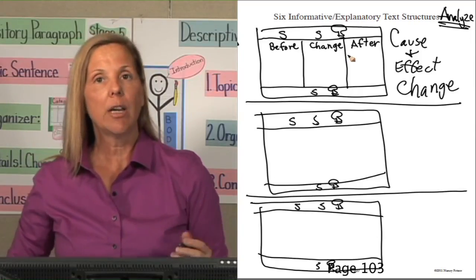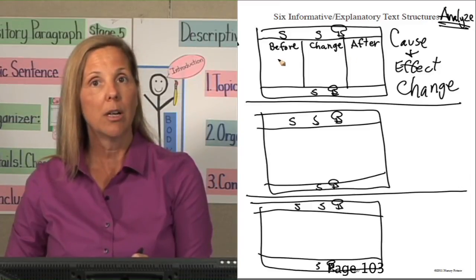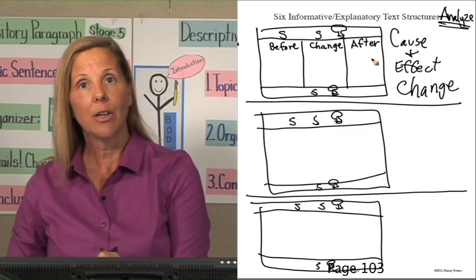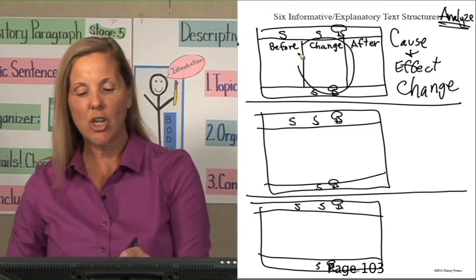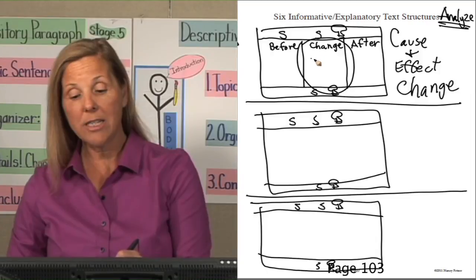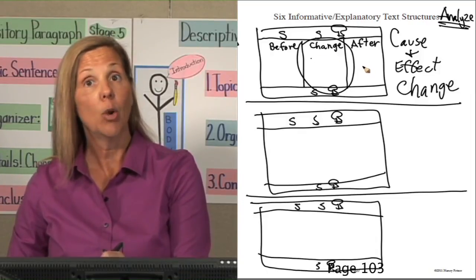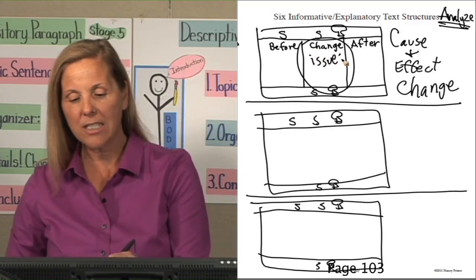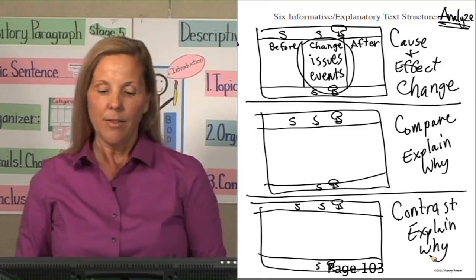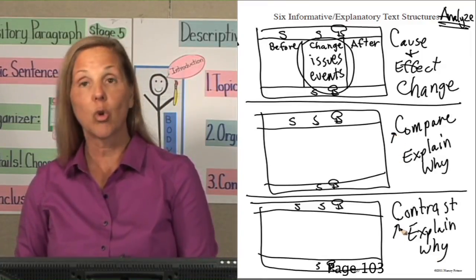When we're filling in our information for change, we always fill in what? Before. Then we jump to after. Now that we have the before and after, then we can identify the change. The change is when you identify what caused that after, what caused the change, what issues or events caused that change. The next two organizers are for compare and contrast.